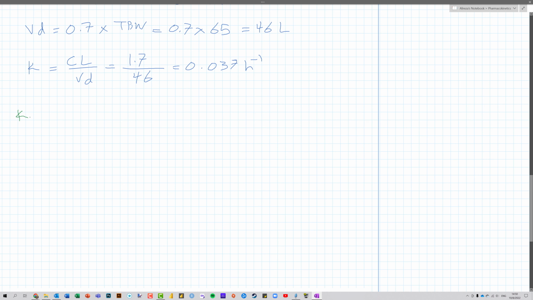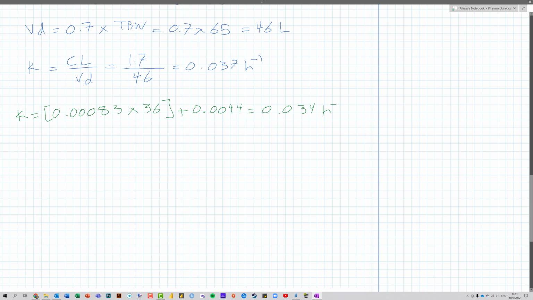Another way is to use the Matzke equation. That would give you the equation 0.00083 times creatinine clearance, which is 36 milliliters per minute, plus 0.0044, and this will give you a K of 0.034. So it's pretty close.